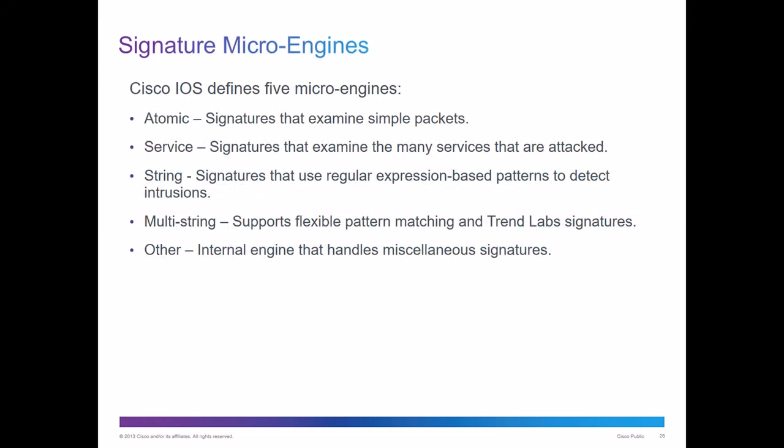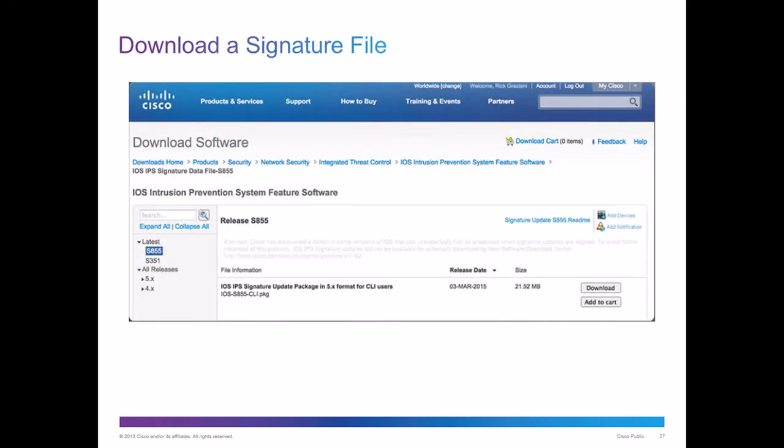Okay. There are micro engines. These are the signatures that examine simple packets, and some of them may examine different services, a string, multi-strings, or others. So these are the micro engines that a signature may have. You can pick and choose. The simplest way is to just do atomic, just examine packet per packet, instead of doing services or something else that may take more time and may slow down the actual analysis.